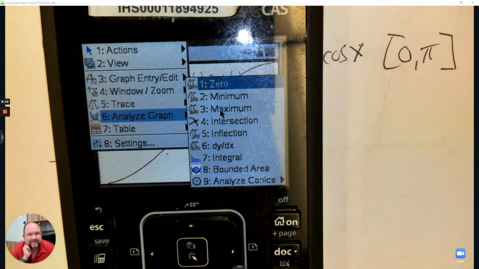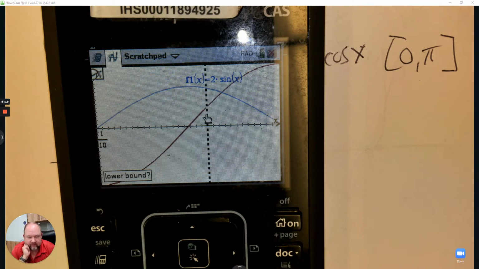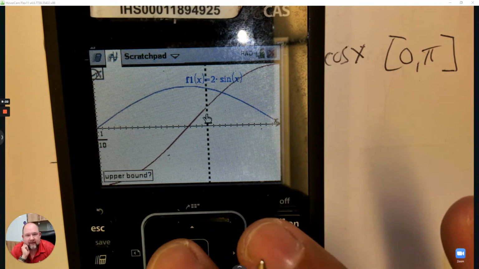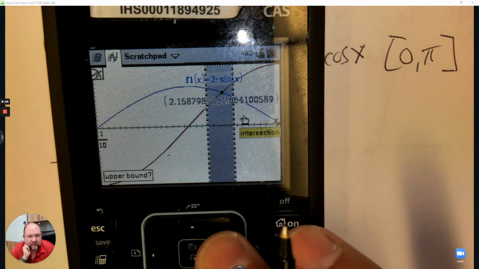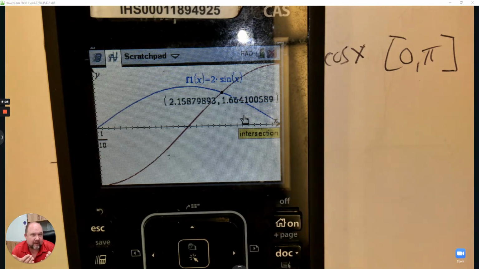That's number 4. It'll ask what's the lower bound, so that means just go to the left of where the point of intersection is, press Enter. And then it'll say where the upper bound is. We're going to shade over it. And notice as I do that, the point of intersection pops up. Isn't that beautiful? And all I need is the x coordinate, which is 2.159.